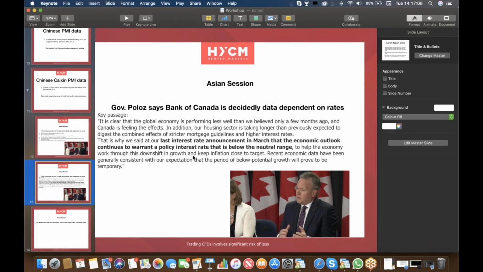Recent economic data has been generally consistent with our expectation that the period of below potential growth will prove to be temporary. So in other words, what Poloz is saying is we're on the right course. He's saying we're pleased with the path we're taking, and so there's not going to be much move in the Canadian dollar on that kind of statement, because he's saying we're essentially no change, okay? We're just kind of as we are, but he has highlighted that he's data dependent. So that means as currency traders, we now know that data out of the Bank of Canada is going to be eyed very clearly by the Bank of Canada. So data is important to Poloz. If it's important to the central bank governor, it's important to us.